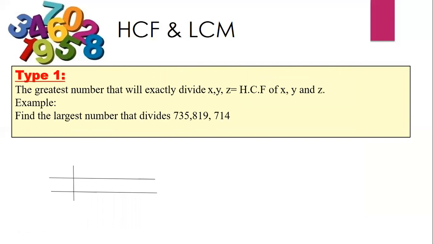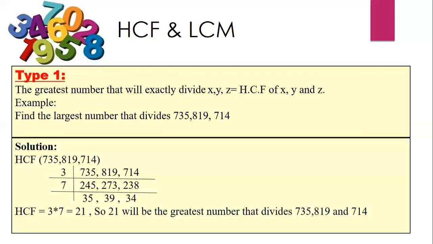So find the largest number that divides 735, 819 and 714. Which is nothing but find the HCF of 735, 819 and 714. So we can directly find this by dividing by 3 and 7. We will be getting the values 35, 39 and 34. So the HCF will be 3 into 7, 21.